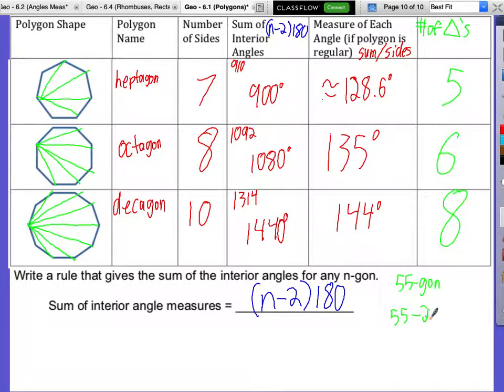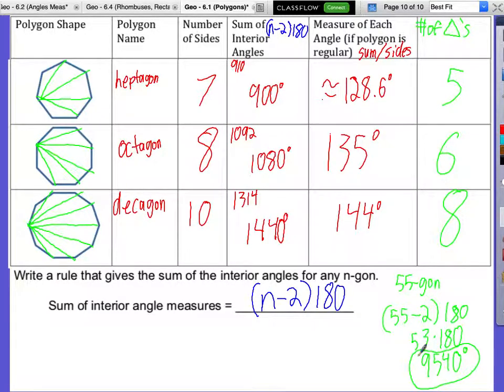We put that in for n, the number of sides. And so we'd get what times 180? 53 times 180. Somebody go ahead and do that math with the calculator. I know you guys have phones on you. Go ahead and get those out if you need to. Use one of my calculators. 9,540. So that means for any 55-sided polygon, the total sum of interior angles would always be 9,540 degrees.